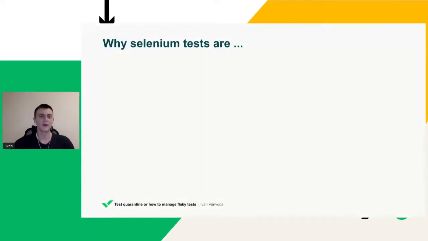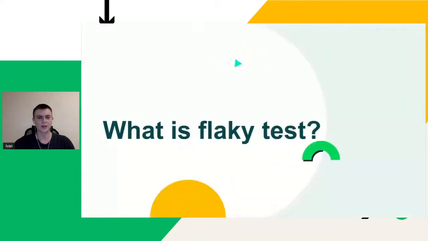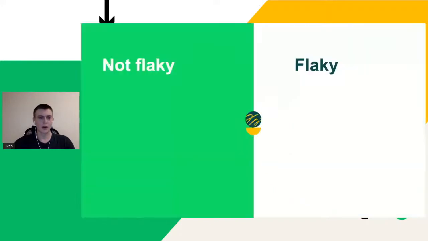If you Google why Selenium tests are, the first result will be why Selenium tests are flaky. And what is a flaky test? Let's define this term. In our opinion, a flaky test is a test which fails randomly, and the failures are related to the structure and logic of the test. This test could be stabilized. I mean, you can write more code or refactor your current code, and after this, your test will be more stable.